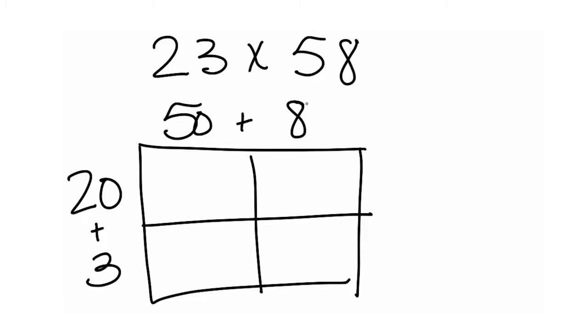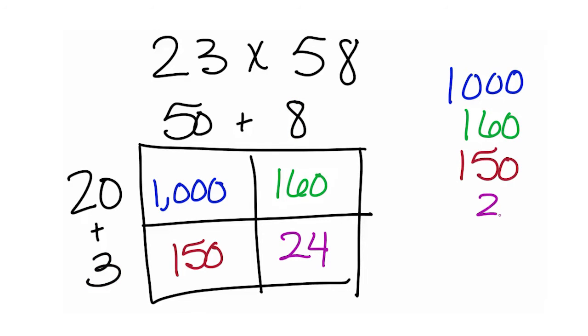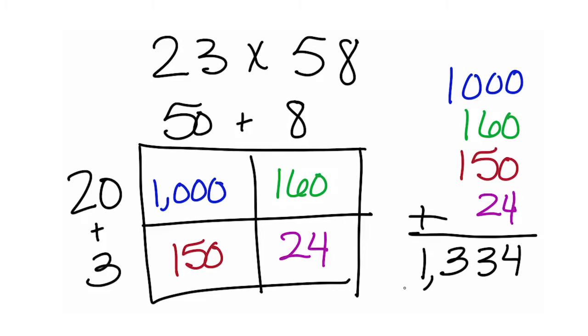I'll begin with multiplying 20 times 50, which equals 1,000. Then 20 times 8, which equals 160. 3 times 50, which equals 150. And 3 times 8, which equals 24. The sum of the 4 partial products is 1,334. Just for fun, we'll record this same problem vertically so we can see the connections between the two models.